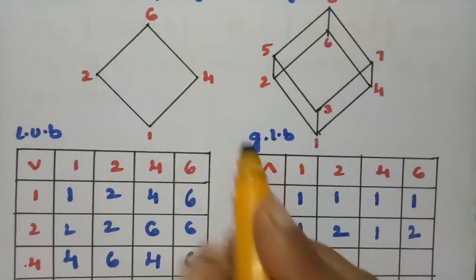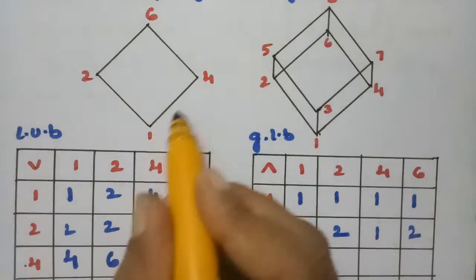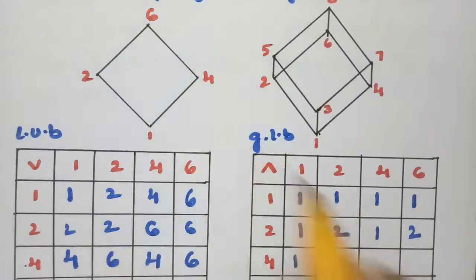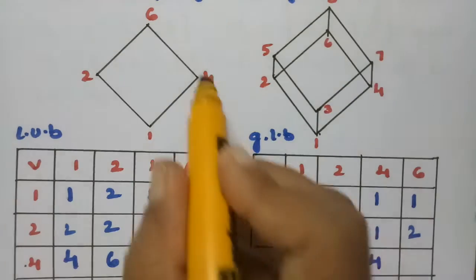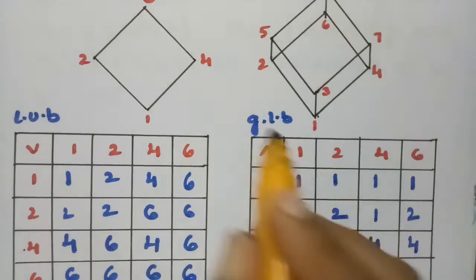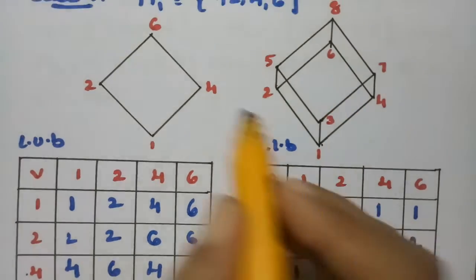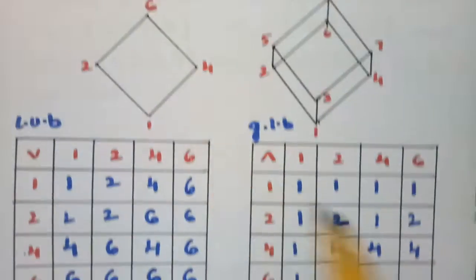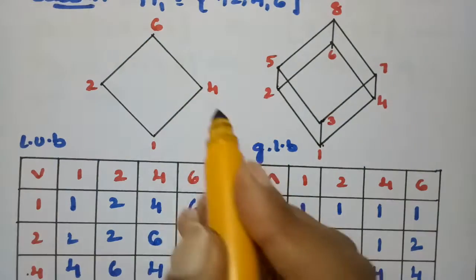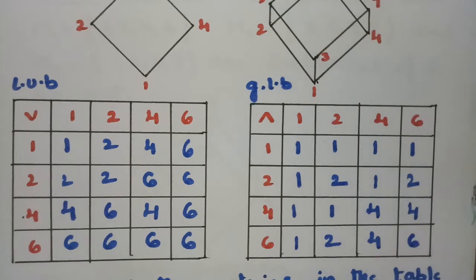For 4 and 1, 1 is the lower bound. For 4 and 2, 1 is the lower bound. For 4 and 4, 4 is the lower bound, and for 4 and 6, 4 is the lower bound. And for 6 and 1, 1 is the lower bound. For 6 and 2, 2 is the lower bound. For 6 and 4, 4 is the lower bound. And for 6 and 6, 6 is the lower bound.